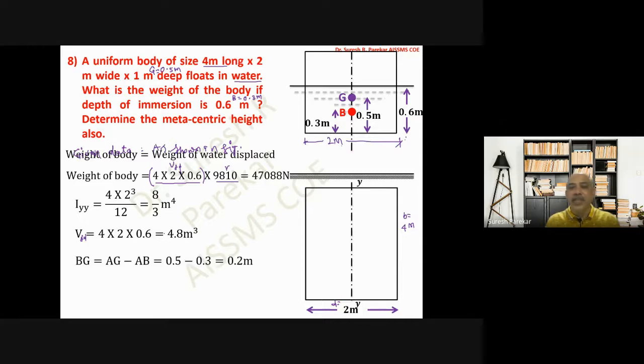And then we will find BG. Now we know from bottom we have G 0.5 and B 0.3, and distance between these two we will get 0.2 meters. And then we will write formula of GM, that is metacentric height, IYY by VFD minus BG, and we will get it as 8 upon 3 into 4.8 minus 0.2, and that will be 0.355 meter. Again, as we are going to get this value as positive, so metacenter is above G, and therefore our body is in stable equilibrium.